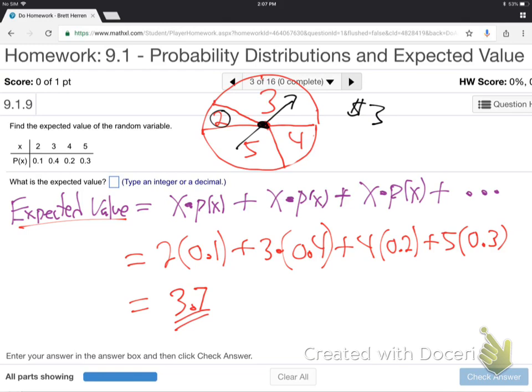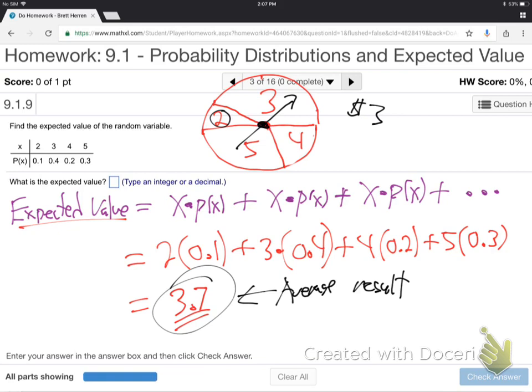Well, how do you figure out what's going to happen? That's the calculation we just did. That's what the 3.7 is. That's the average result, what's going to happen on average. Every time you spin it, on average, you're going to get a 3.7. Now, you can never get a 3.7 on one spin. You can get a 2, a 3, a 4, or a 5. But you're going to usually get 3, sometimes 4, sometimes 2. It'll average out to 3.7.